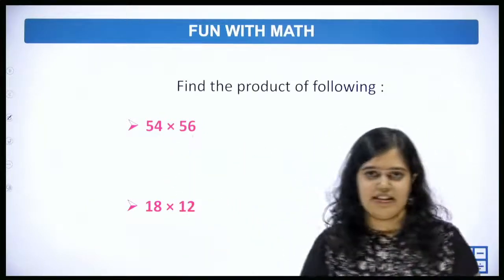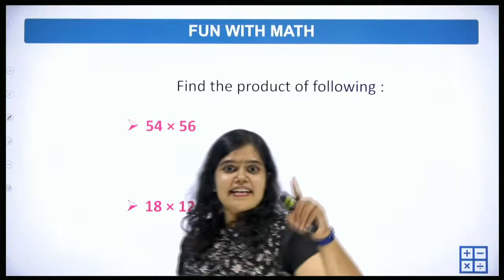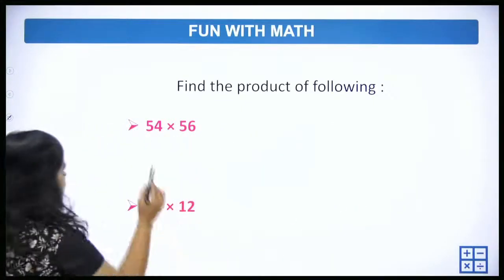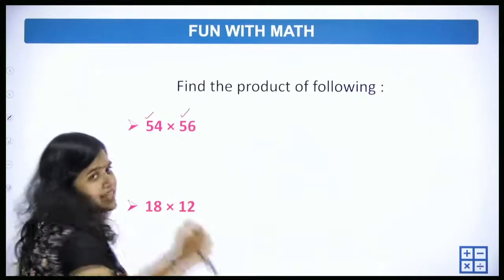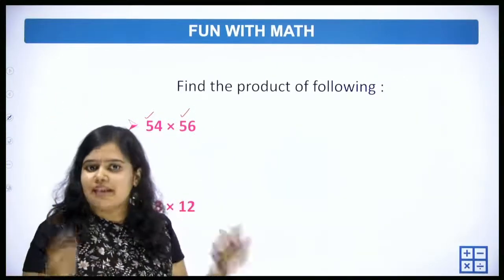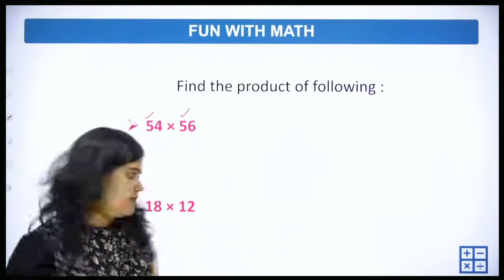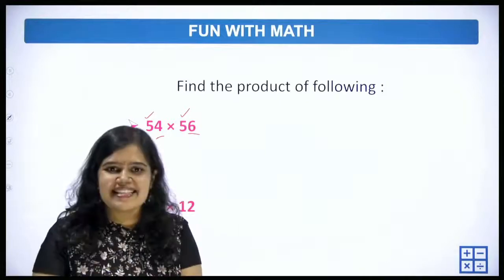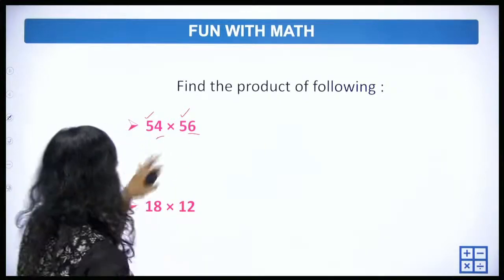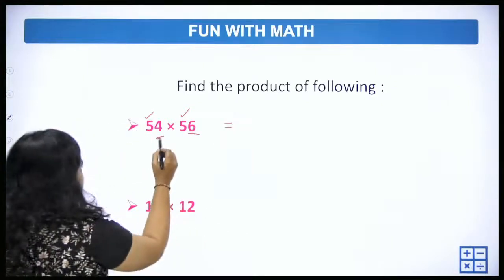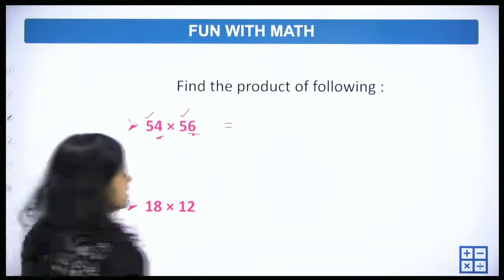54 into 56. First of all, check whether we can solve this using the trick or not. How will we check? The 10's place is the same, so rule 1 is satisfied. What is rule 2? The sum of the 1's place should be equal to 10. 4 plus 6, is it equal to 10? Yes, it is equal to 10. So we can use the trick, and on using the trick, 4 into 6 is 24.